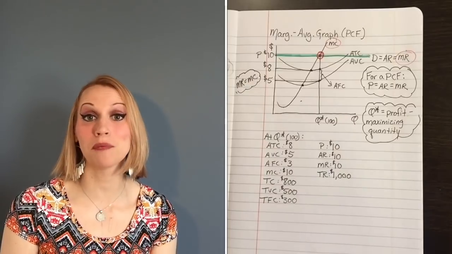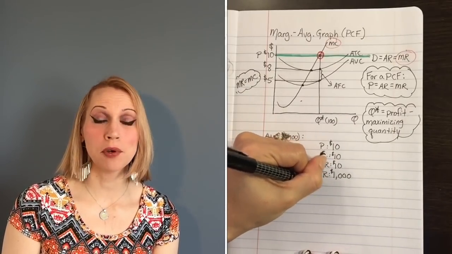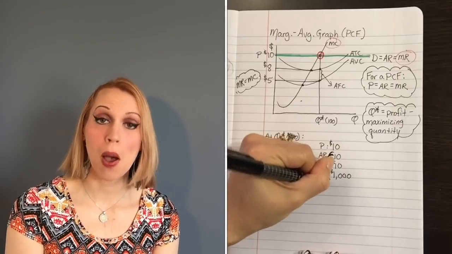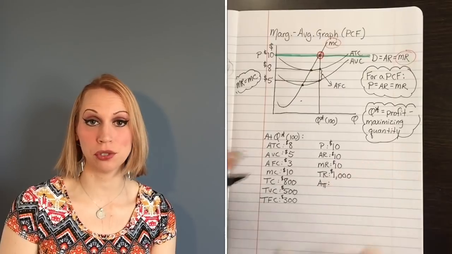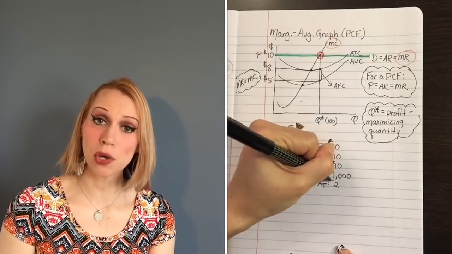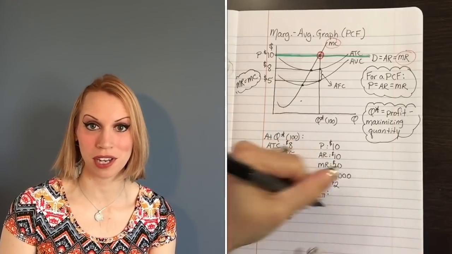Now we got to find our profit terms. So if I am looking for average profit, then I am going to do average revenue minus average total cost. So that means my average profit is $2. Total profit is just total revenue minus total cost. So our total profit is $200.